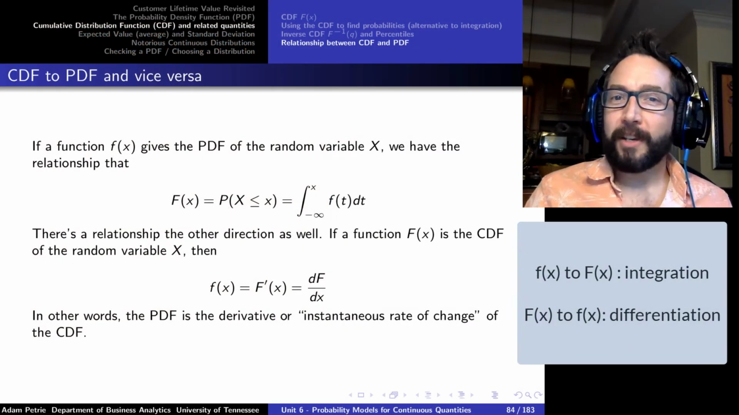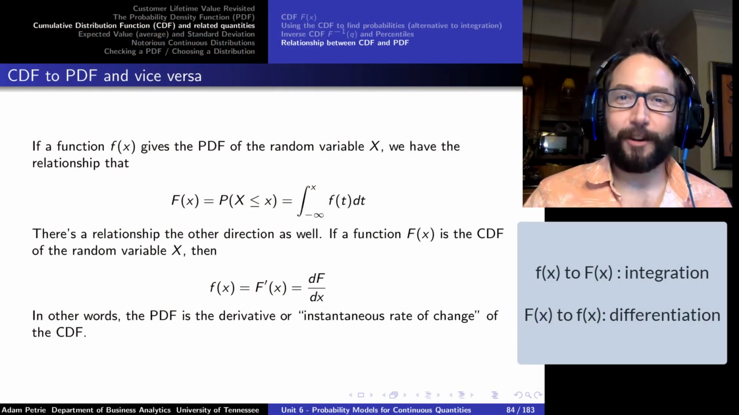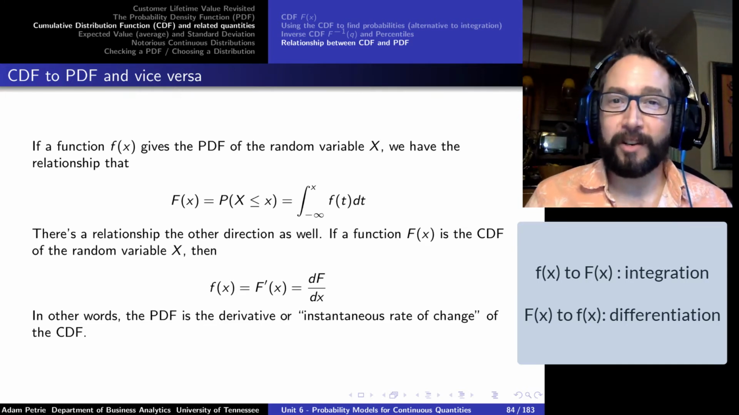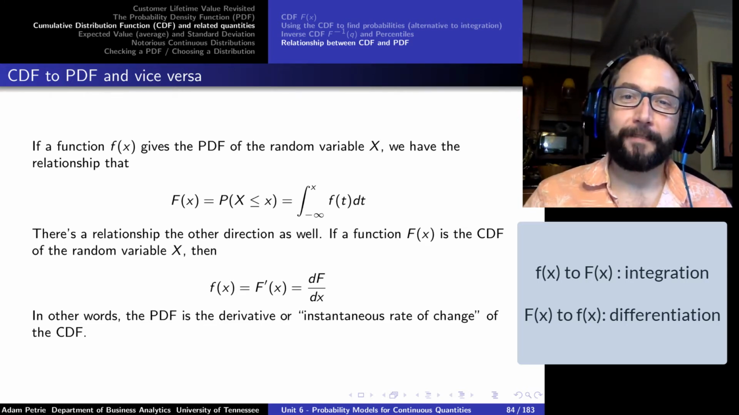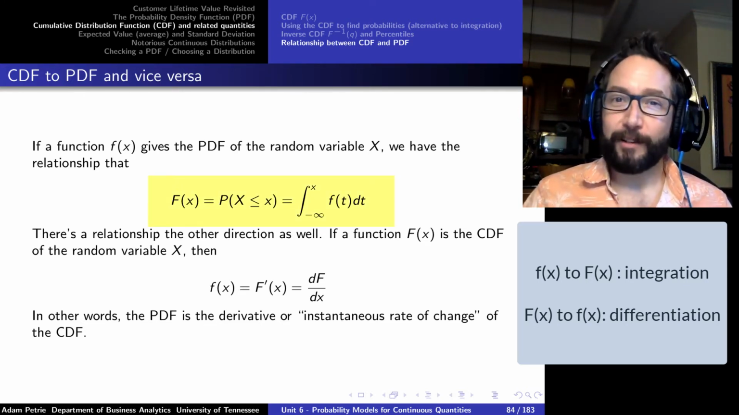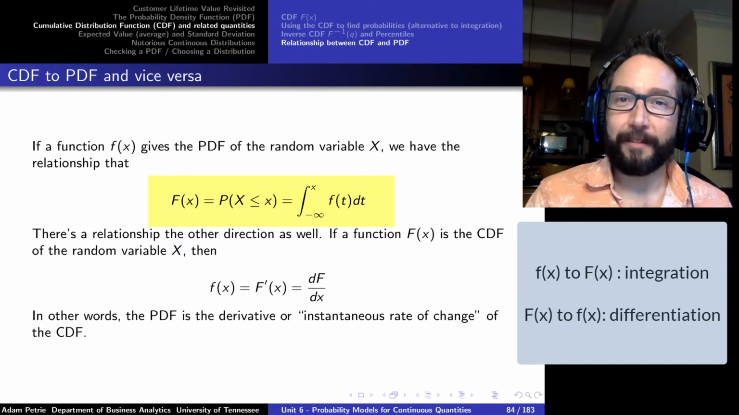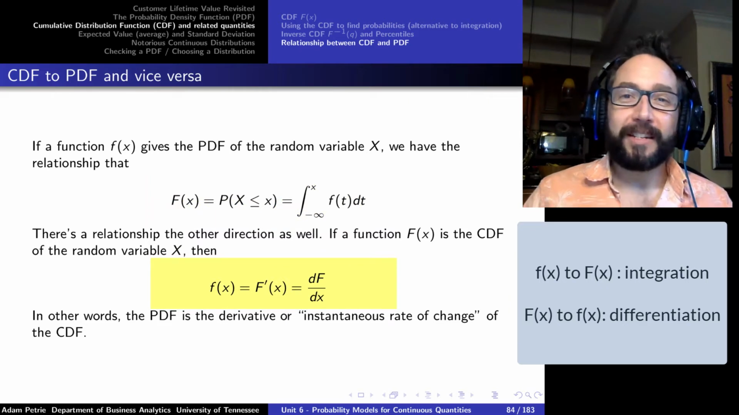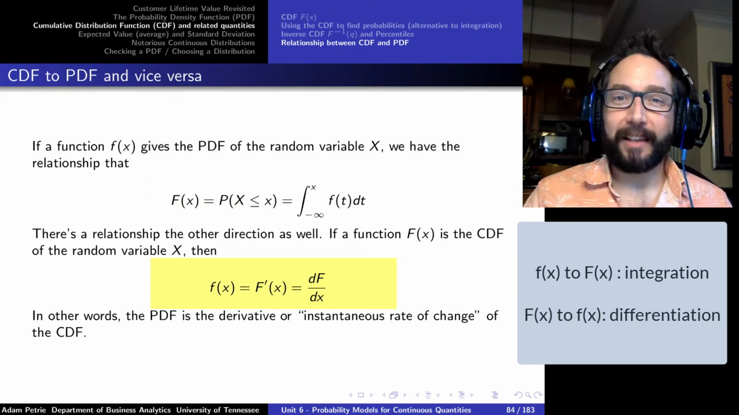Well, using what we know about integration and the rules of calculus, we can actually relate these two through those two operations that are very popular in calculus, integration and then differentiation. We integrated little f in order to get our formula for capital F, and we're just going to do the opposite of integration, which is differentiation, to take big F and go to little f.